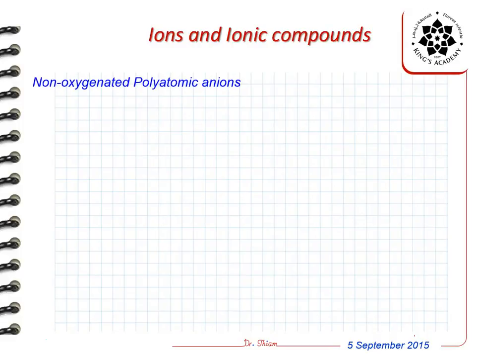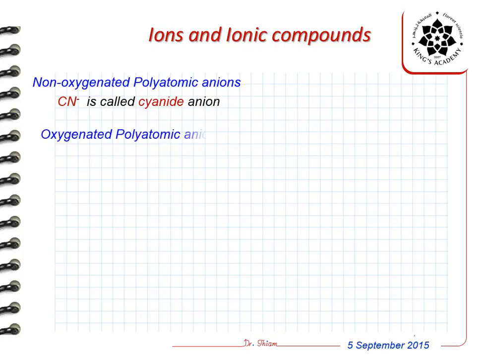Now for polyatomic anions, we said we categorize them into 2 groups: the ones that have oxygen in them and the ones that do not have oxygen in them. Let's start with the ones that do not have oxygen, and there is only one that you are required to know, and that's CN- called cyanide. The oxygenated polyatomic anions have 2 categories: the ones with halogens and the ones without halogens. So let's do the non-halogenated ones. As for the halogenated ones, we'll do them much later.